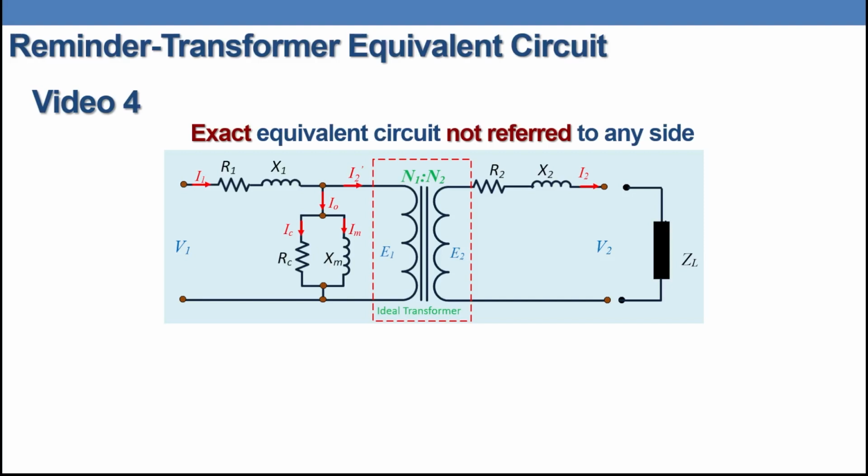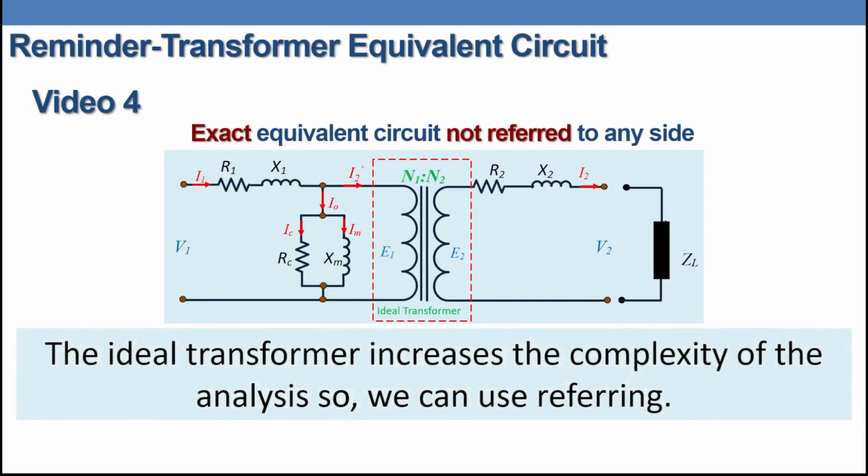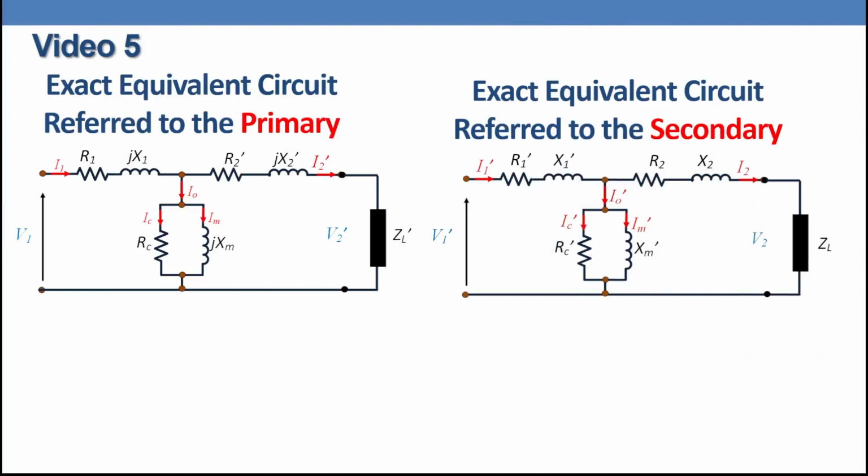Let me remind you what we did so far. In video number 4 we covered the exact equivalent circuit not referred to any side. What is the problem with this circuit? The ideal transformer increases the complexity of the analysis, so we can use referring. This is what we did in video number 5, where we covered the exact equivalent circuit referred to the primary or referred to the secondary. But we faced a problem here as well.